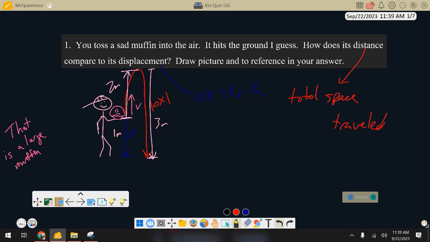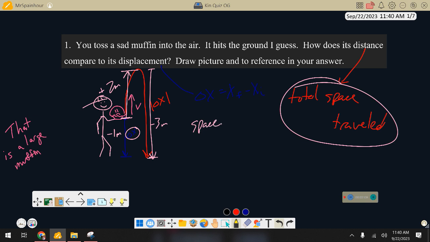On the other hand, if we were talking about displacement, this would be positive and this would be negative, which means actually our displacement is negative 1 meter in that case, because that's the change in space. But again, your short answer: distance should be the total space traveled, and displacement is the space between position initial to final. There you go.